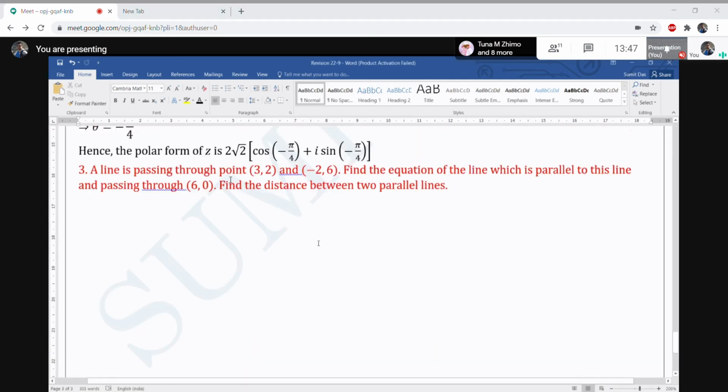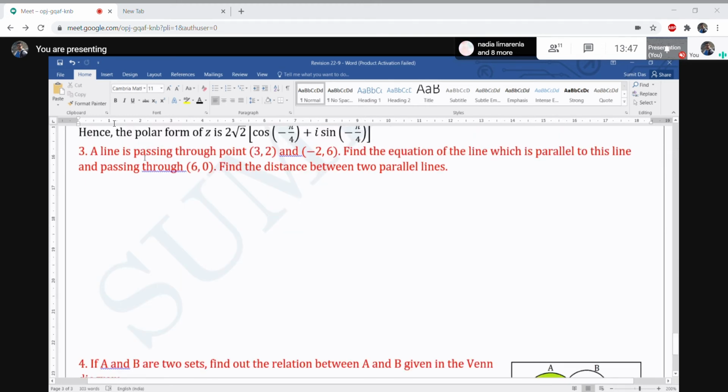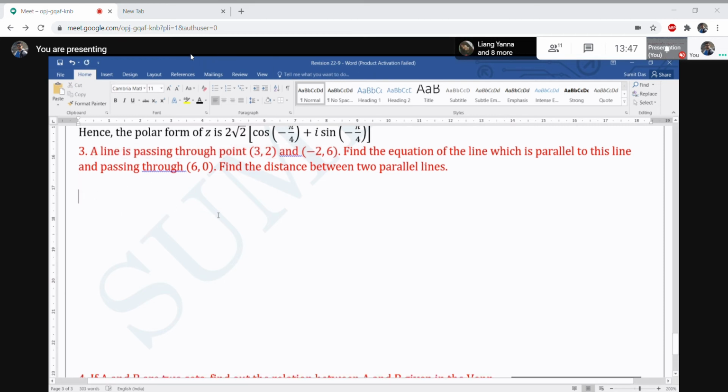Question number 3 is saying a line is passing through 3 comma 2 and minus 2 comma 6. Find the equation of the line which is parallel to this line. Whenever parallel or anything is given, first we have to find the slope of this line. Let me know, how to find the slope of a line passing through 3 comma 2 and minus 2 comma 6? Anyone?